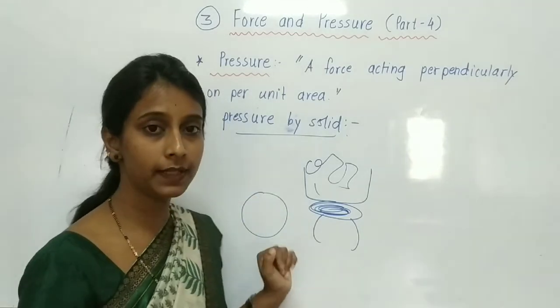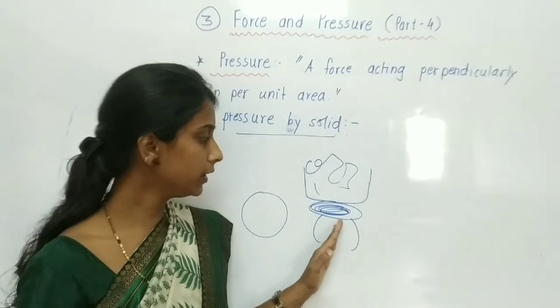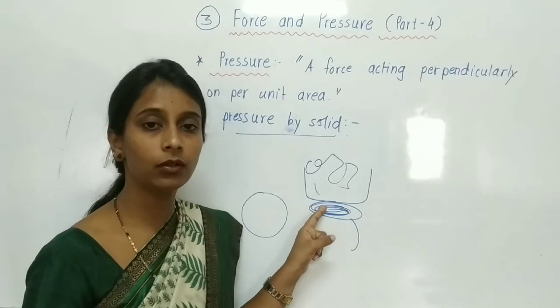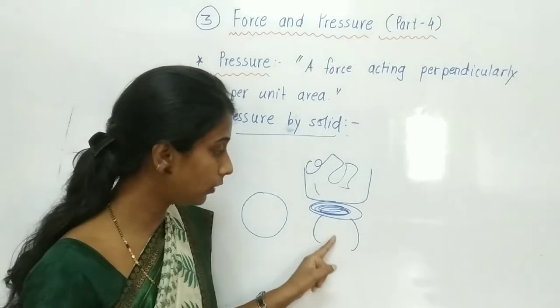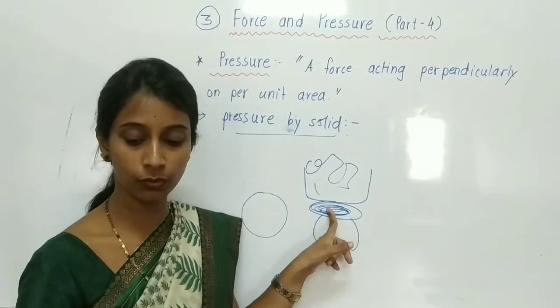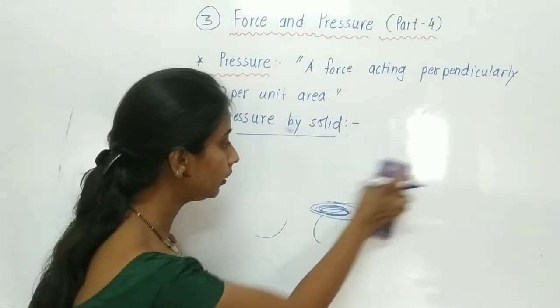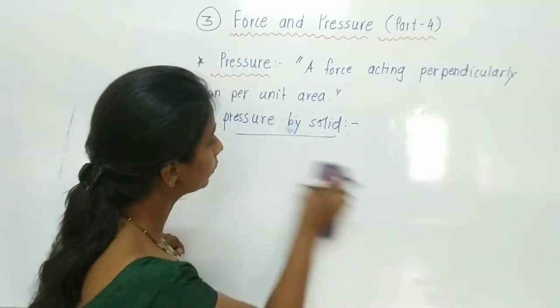So why do they place it here? To avoid pressure. Due to this wrapped cloth, less pressure is created on their head. So they place this type of cloth to avoid pressure. Students, again it is an example of pressure exerted by solid.